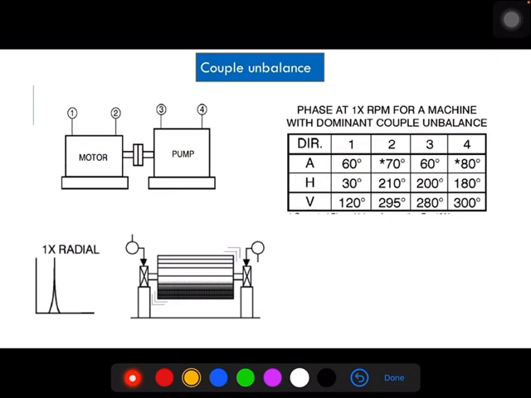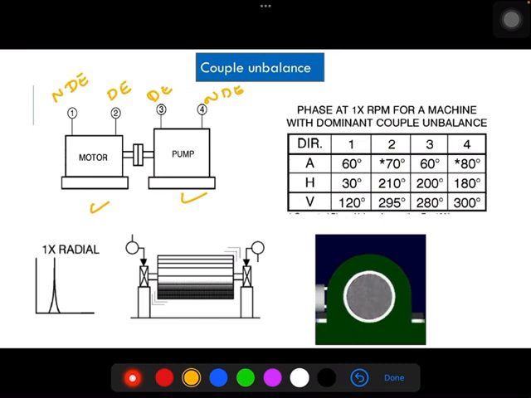And similarly, here also I am explaining by taking an example of a motor with pump. In case of the motor, point 1 is NDE bearing, 2 is DE bearing. Similarly, pump here DE and NDE. So here you are taking the phase by means of some tachometer arrangement, and the phase readings I noted down here because of this couple unbalance.